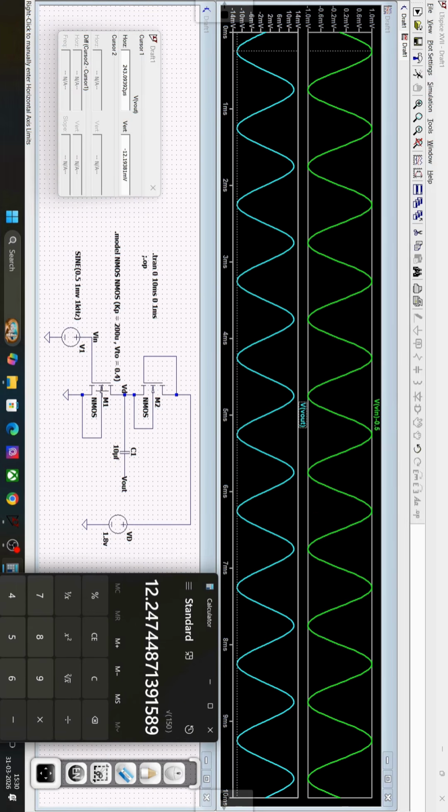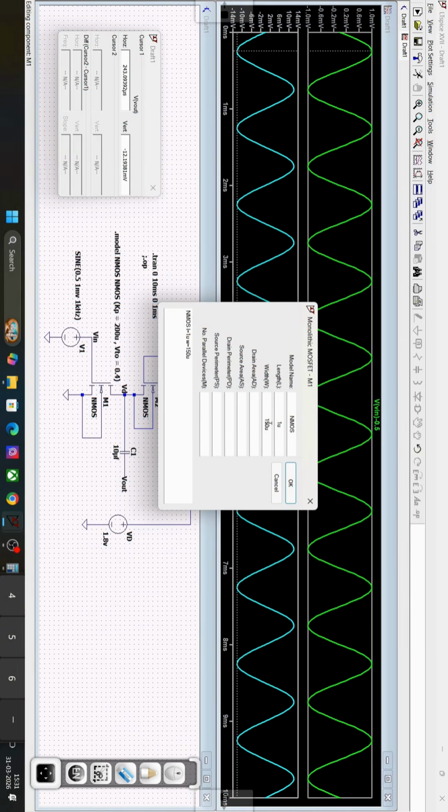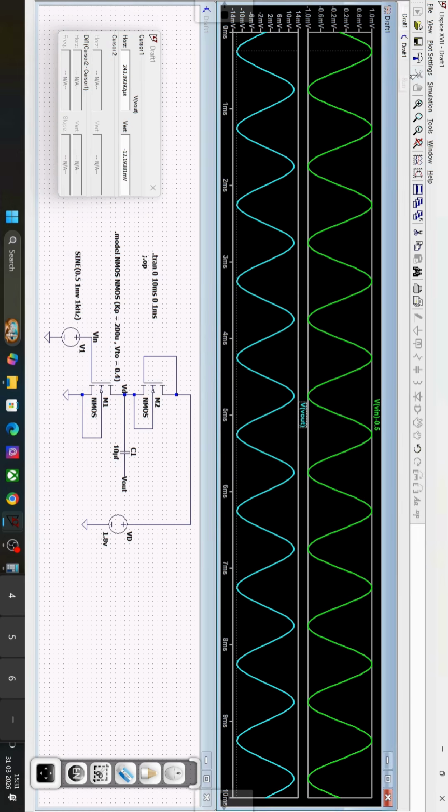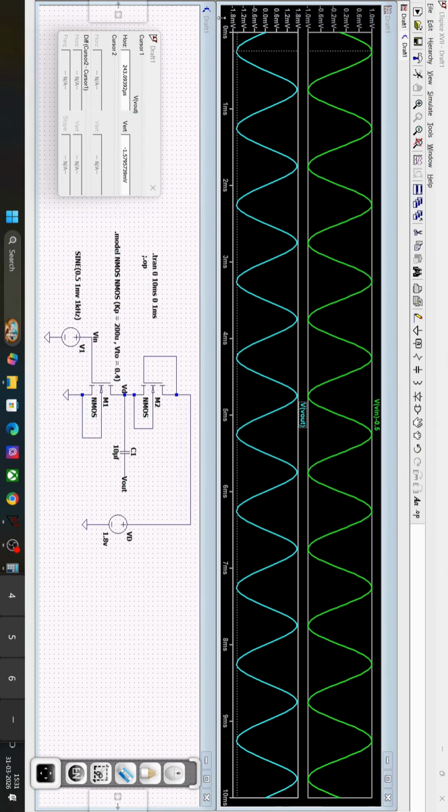Now let's say I want to increase the gain further. For that, I'll increase the width of M1 from 150 to 200, an increase of 50. Let's see what gain we will get. Okay, so we are getting a gain of hardly around 1. This is 1.8 millivolts and our input signal is 1, hardly any gain. So our output signal is distorted in this scenario.